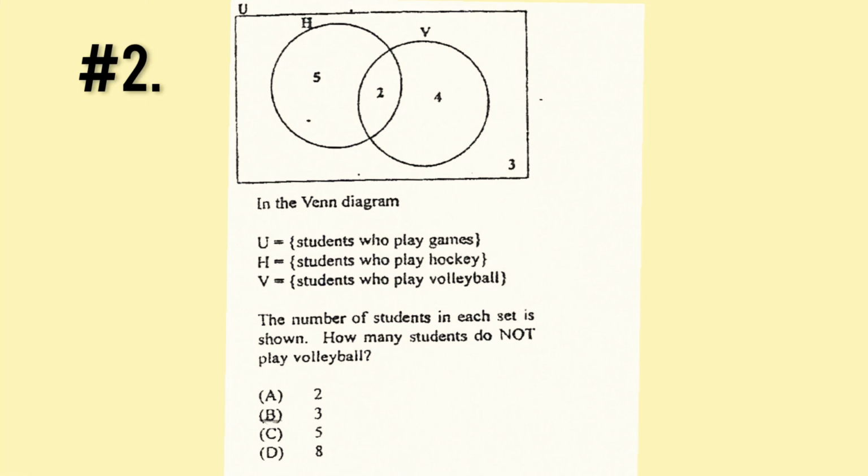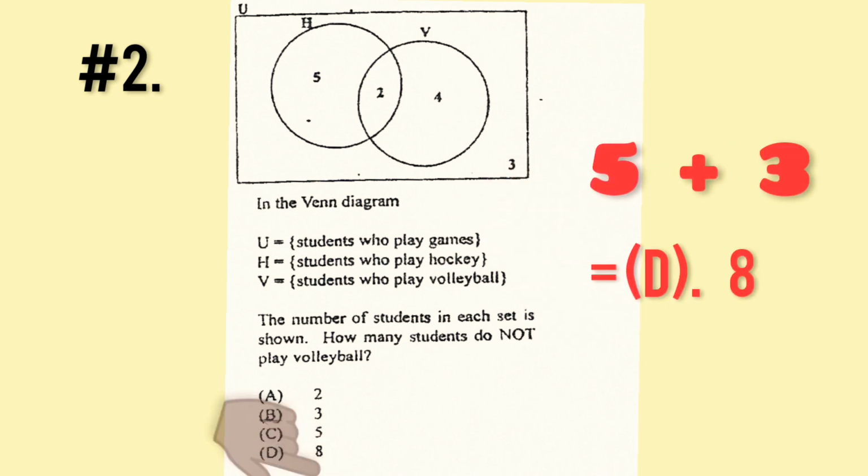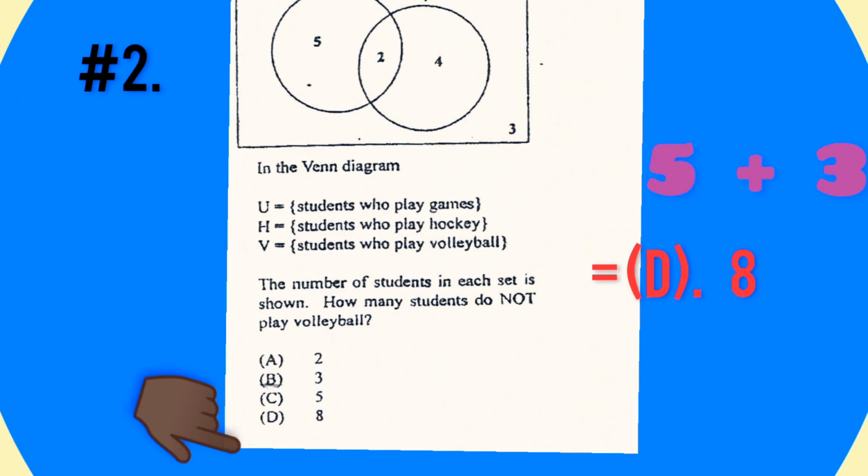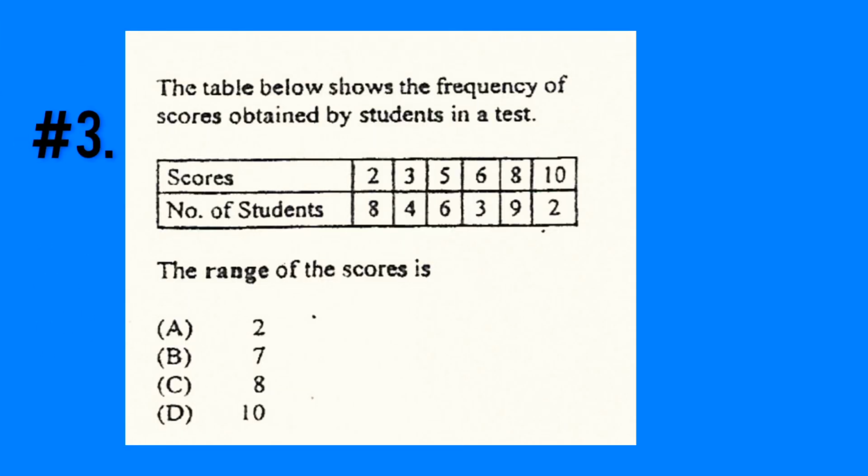Number 2, sets. Now, always examine your Venn diagram carefully. And the question is asking, how many students do not play volleyball? Not. So you're looking for all those not. 5 not, 3 not. So it is 5 plus 3. Your answer is D.